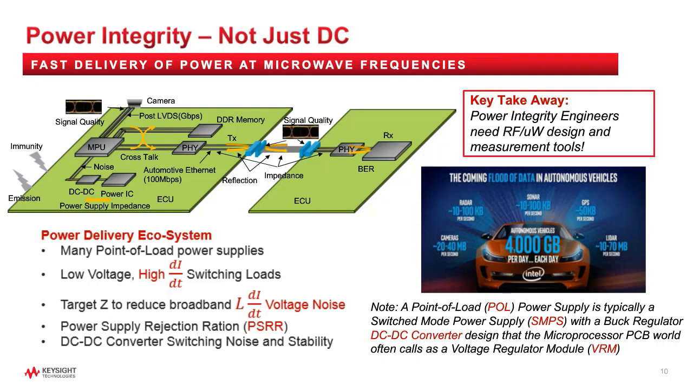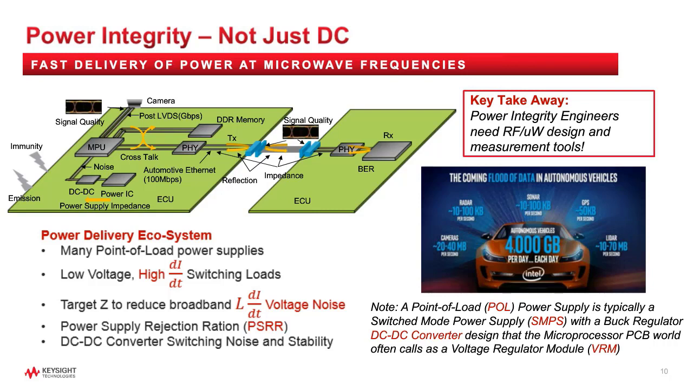Fast dI/dt switching loads from these components can react with any inductance in the power delivery path to create voltage-noise ripple. The amount of allowed ripple continues to decrease as power rail voltages drop below 1 volt to meet low power demands and faster data rates.